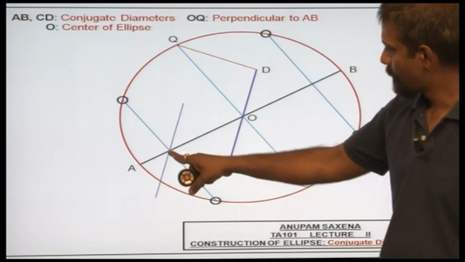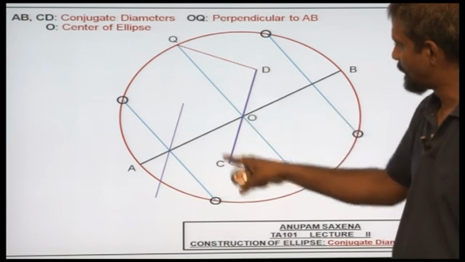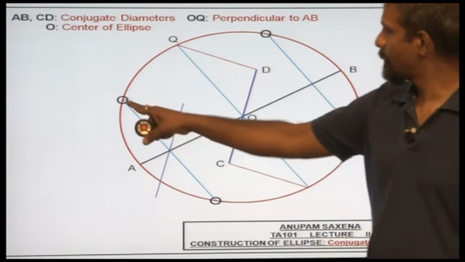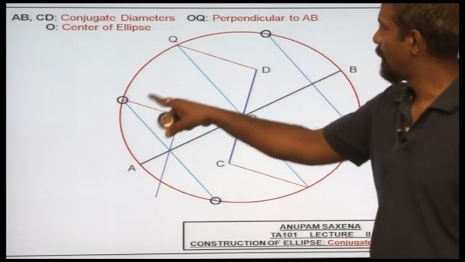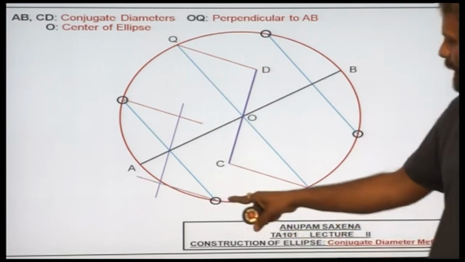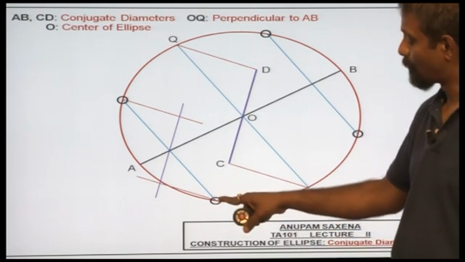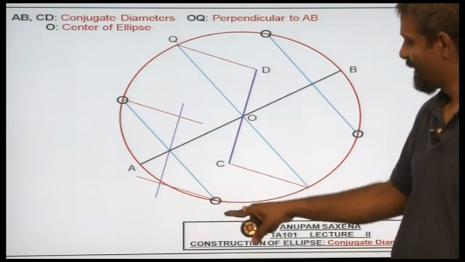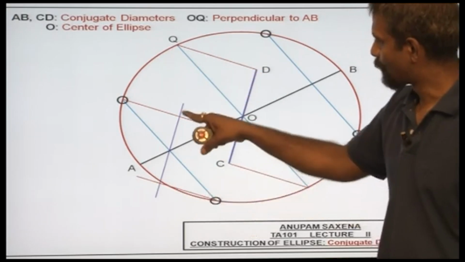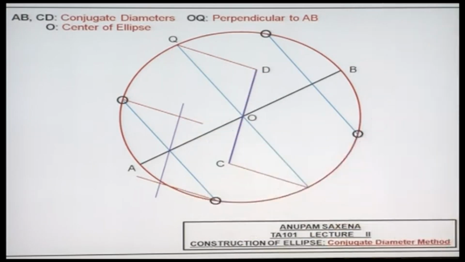Now, from here I am going to be drawing a line parallel to CD, and from one of the points over here I am going to be drawing a line segment parallel to DQ, and likewise from here as well I am going to be drawing a line segment parallel to DQ. So, of course, this point and this point theoretically will be a part of the ellipse.